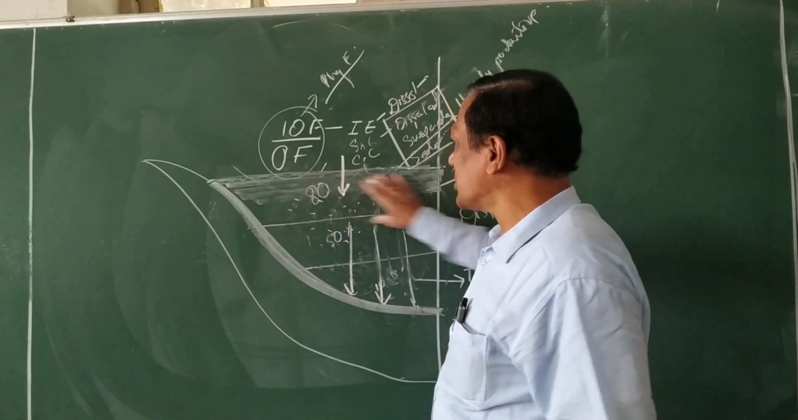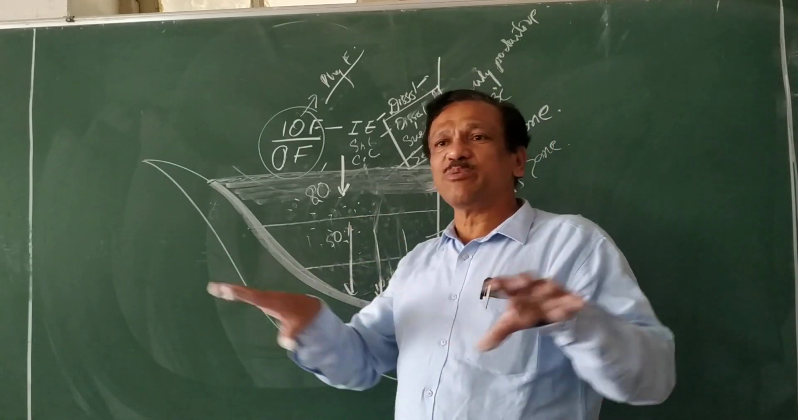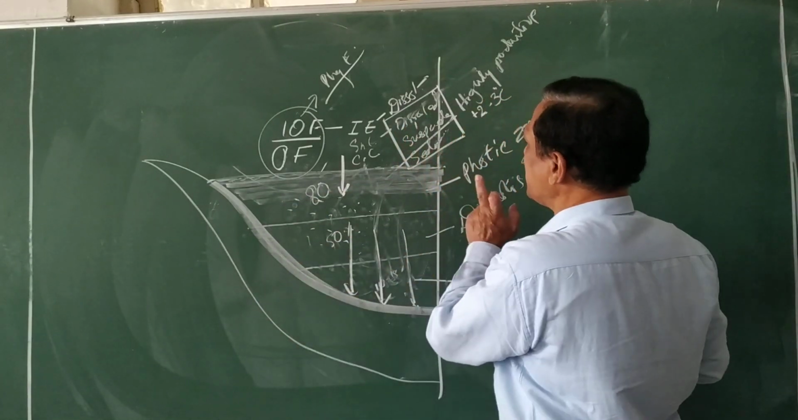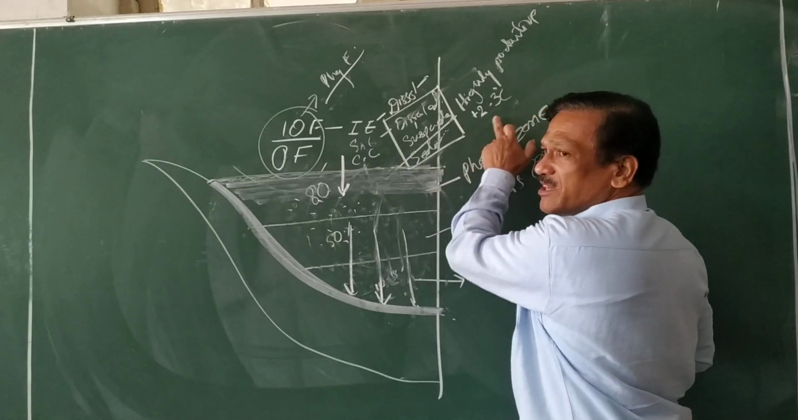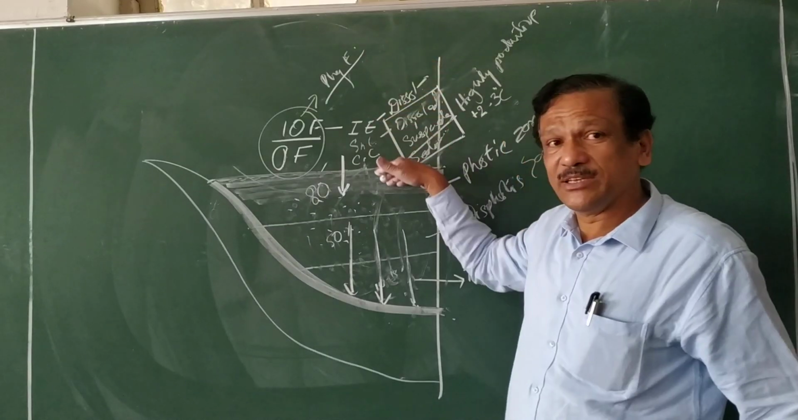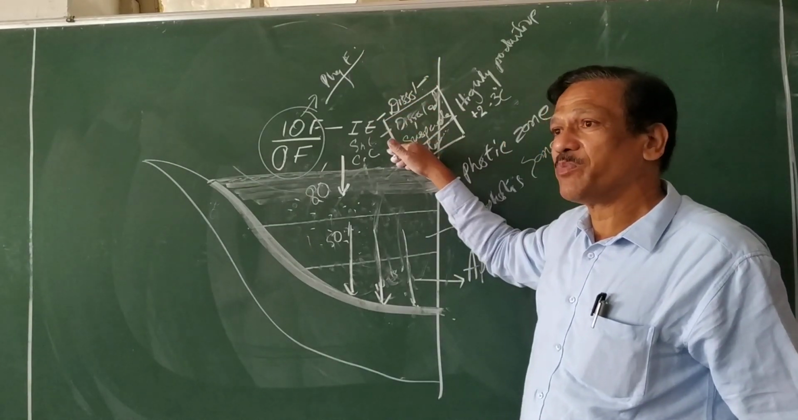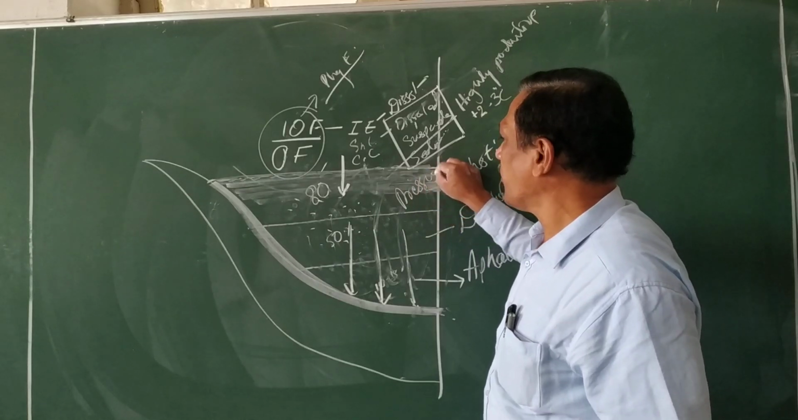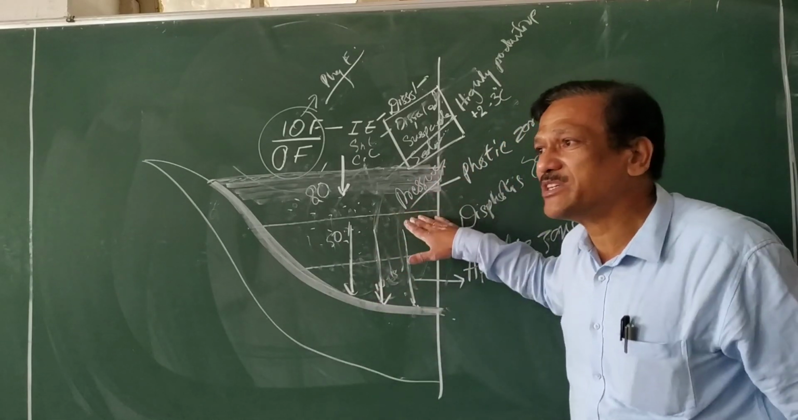The vertical and horizontal currents in water distribute the temperature in the entire water body. Therefore, we say that there is a minimum temperature fluctuation in the aquatic ecosystem. Both this light and temperature, that results in the third factor, that is called pressure. Pressure. What is this pressure?